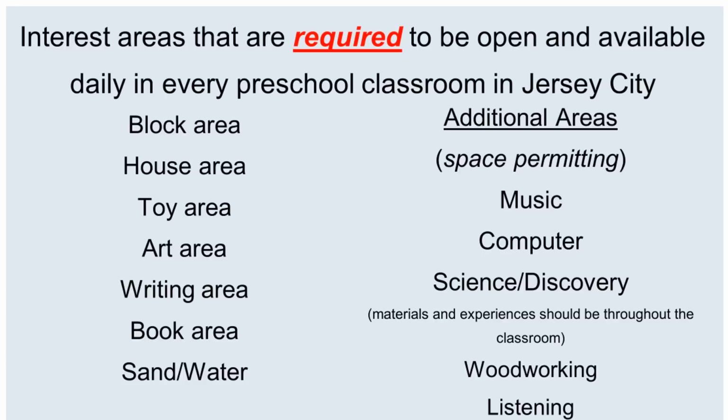Start the year off with the required areas, which include block, house, toy, art, writing, book, and sand and water area. Add, change, and modify the areas after you have observed the children and their interests. The interest areas listed here are required to be open and available to all children daily. Remember that there is no requirement to have a specific science area according to the High Scope curriculum. Science materials can be stored and used throughout several parts of the classroom.